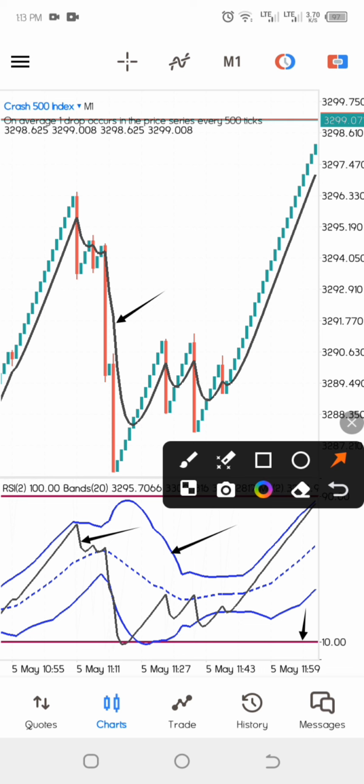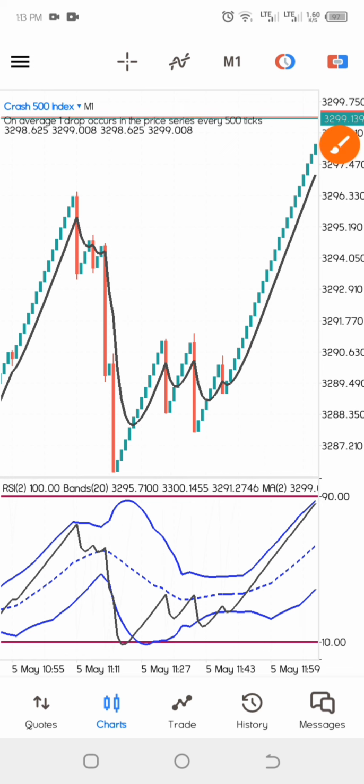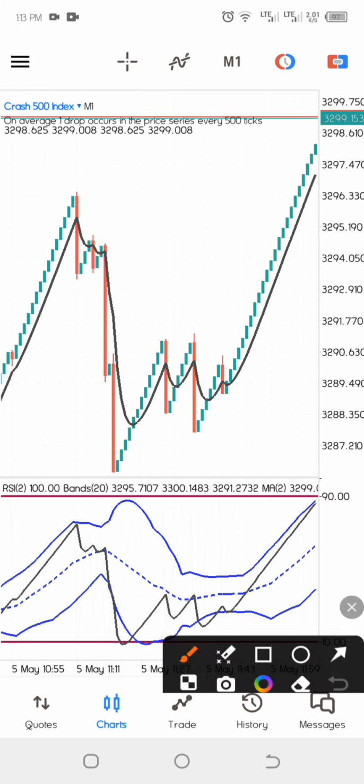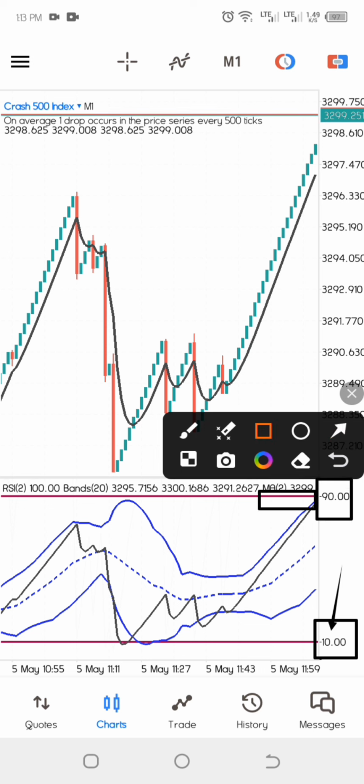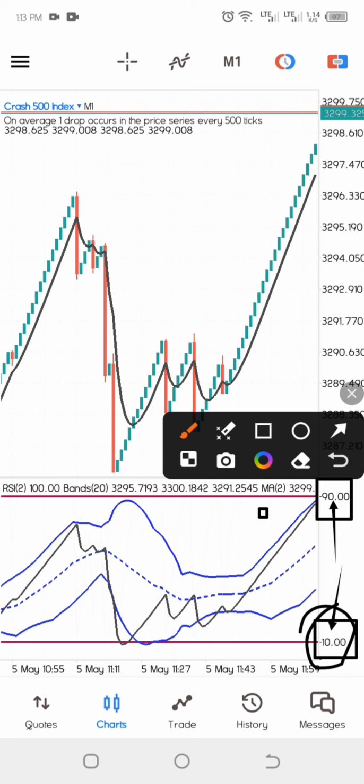I will show you guys the settings once I'm done with the explanation of the strategy. Now, how do you use the strategy? Firstly, we want to see two things. The first thing: right here on the RSI, this area stands for the overbought level, and this area you are seeing right here stands for the oversold level. Now we are on Crash, so we are going to be making use of this area right here.